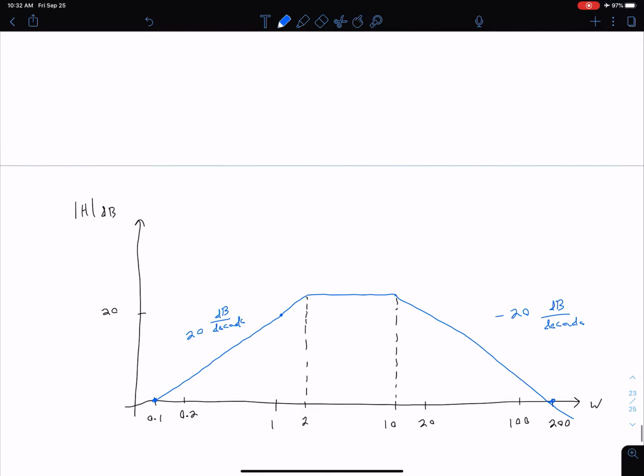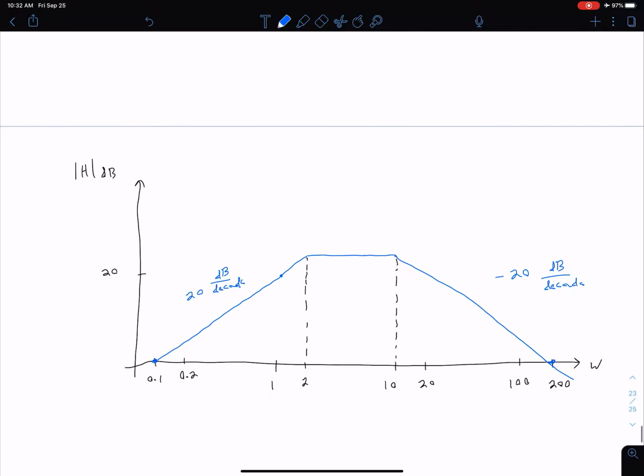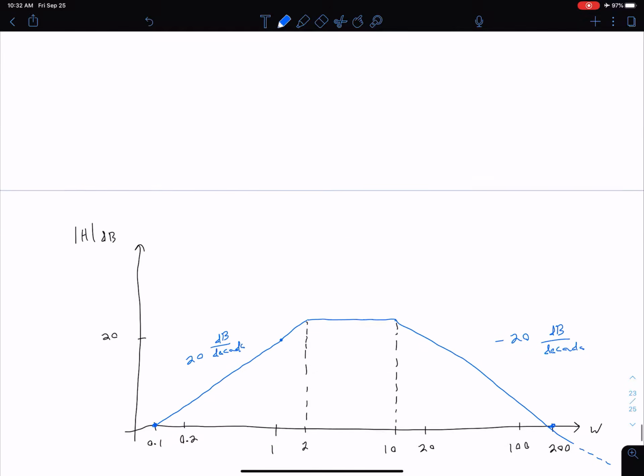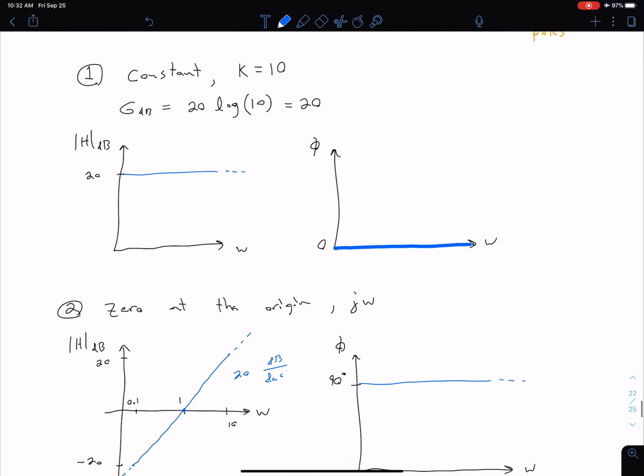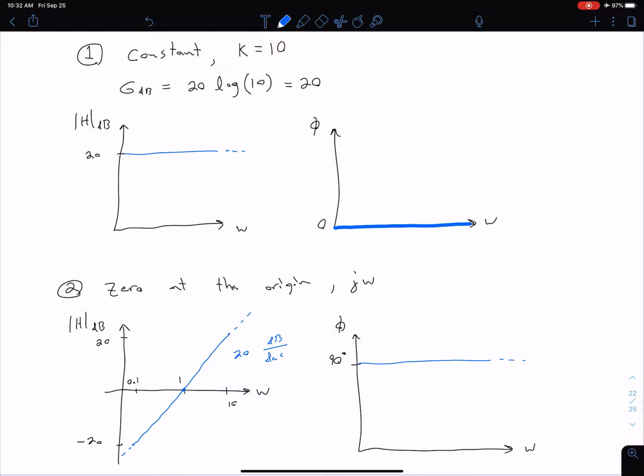Okay, so that covers how to do our gain, our magnitude, but now let's look at our phase information. And so we're going to be doing the same idea. We're taking these 4 plots for our phase information and we're just adding them together graphically.